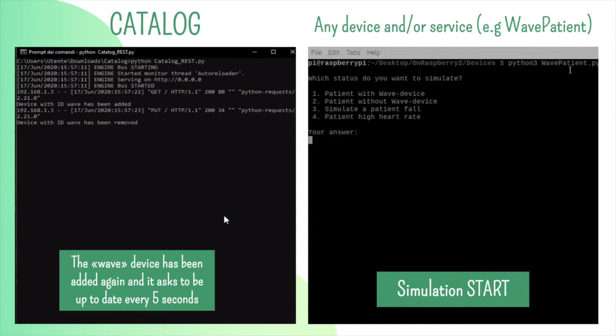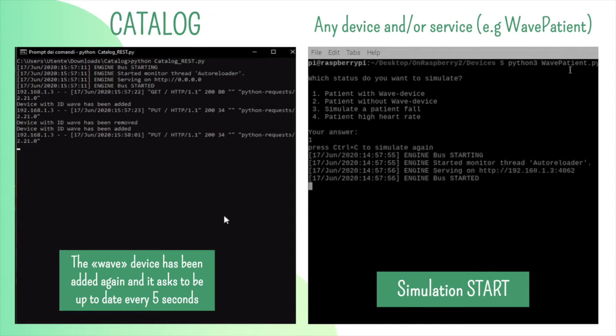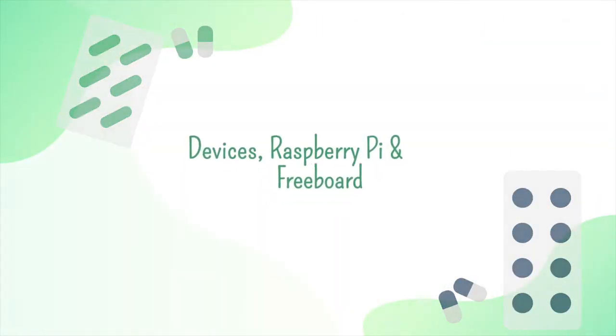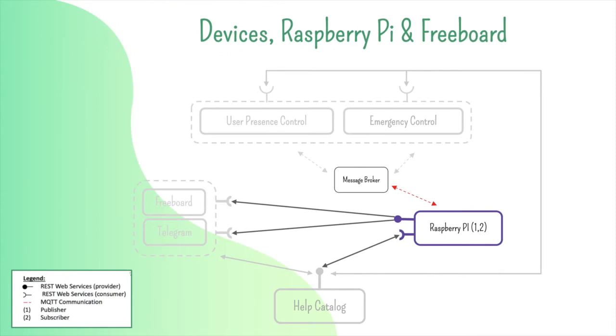Now the device is re-added by the catalog, but this time we make a PUT request every 5 seconds in order not to be removed again. All the devices placed on Raspberry Pi, as we said, have to be registered to the catalog using a RESTful communication protocol. With the same protocol, they also send data to two other components, Telegram and Freeboard.